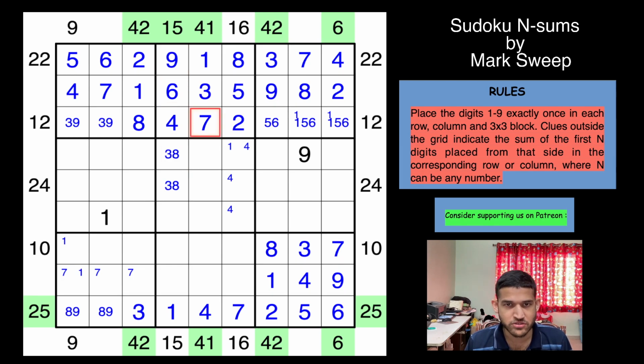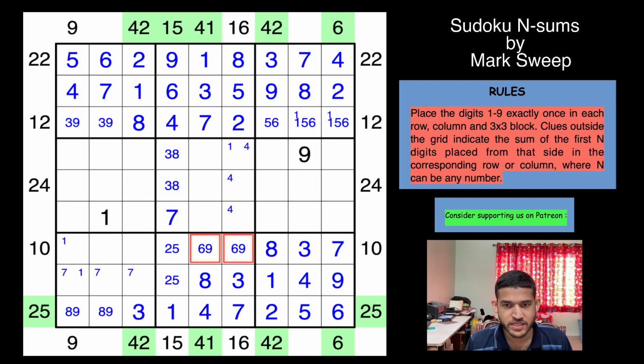That forces 7 into this cell. This becomes a 2, 5. And if you add these 4, you get 15. Now 3 can't be here, 3 can't be here. So 3 is forced here. That box can be filled out quickly. 8 becomes a 6 and a 9.